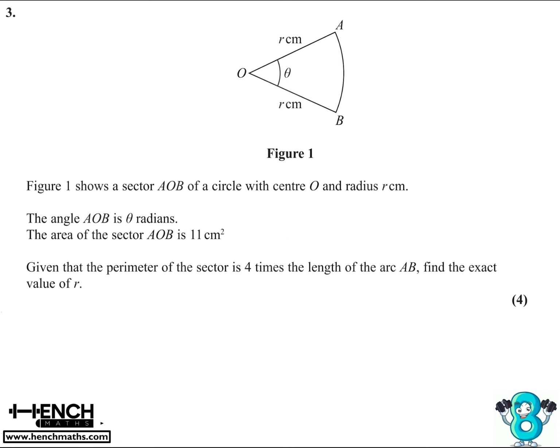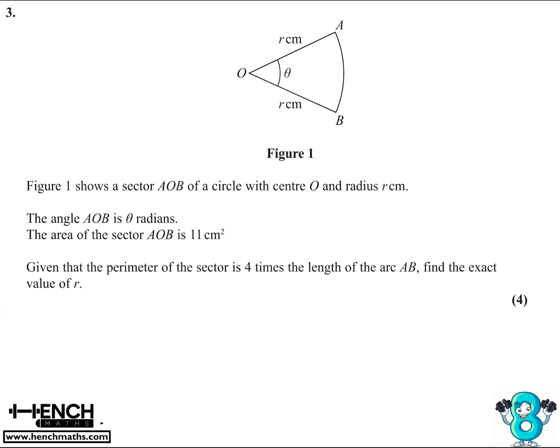In question 3, we have a diagram. Figure 1 shows a sector AOB of a circle with center O and radius R. The angle AOB is theta radians, and the area of the sector AOB is 11 centimeters squared. Given that the perimeter of the sector is 4 times the length of the arc AB, find the exact value of R. So the formulae we need to remember here.